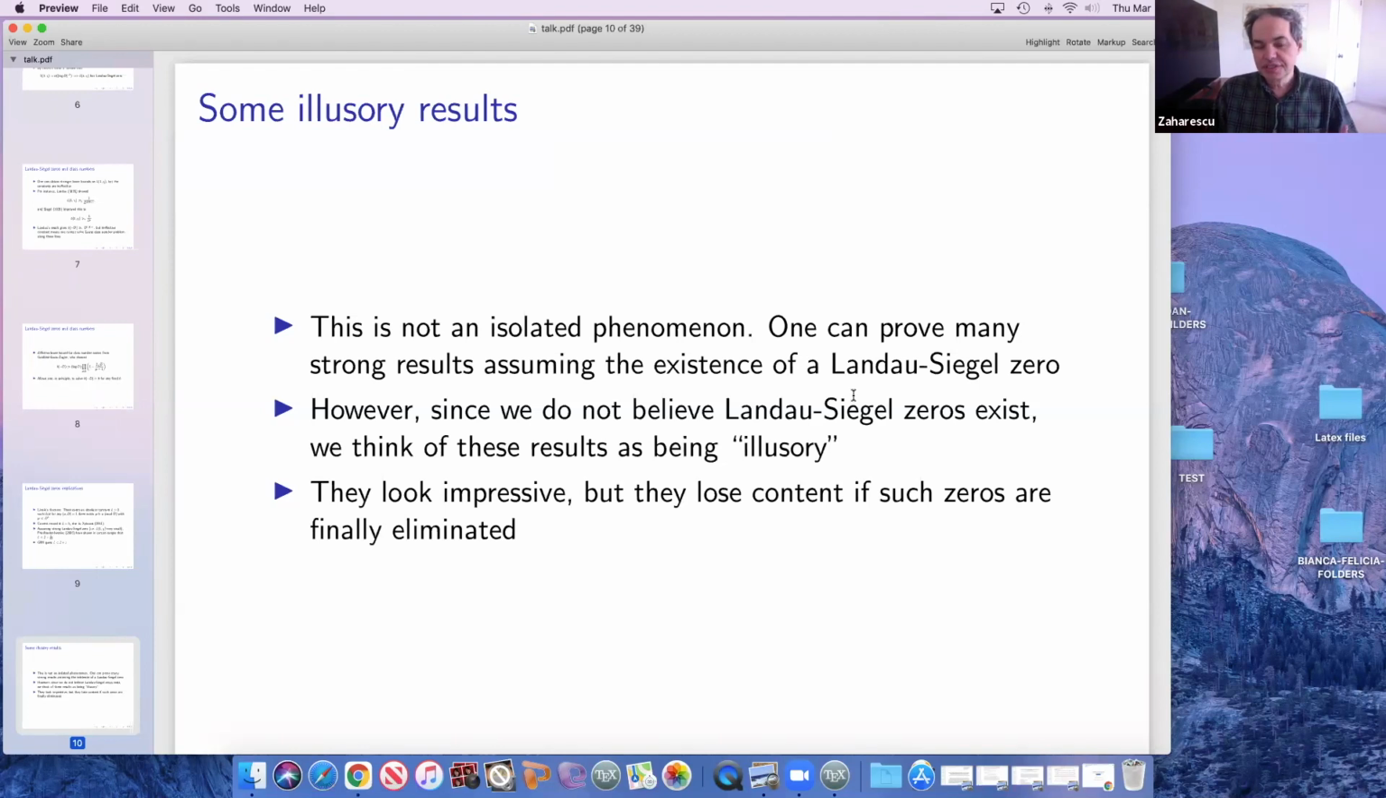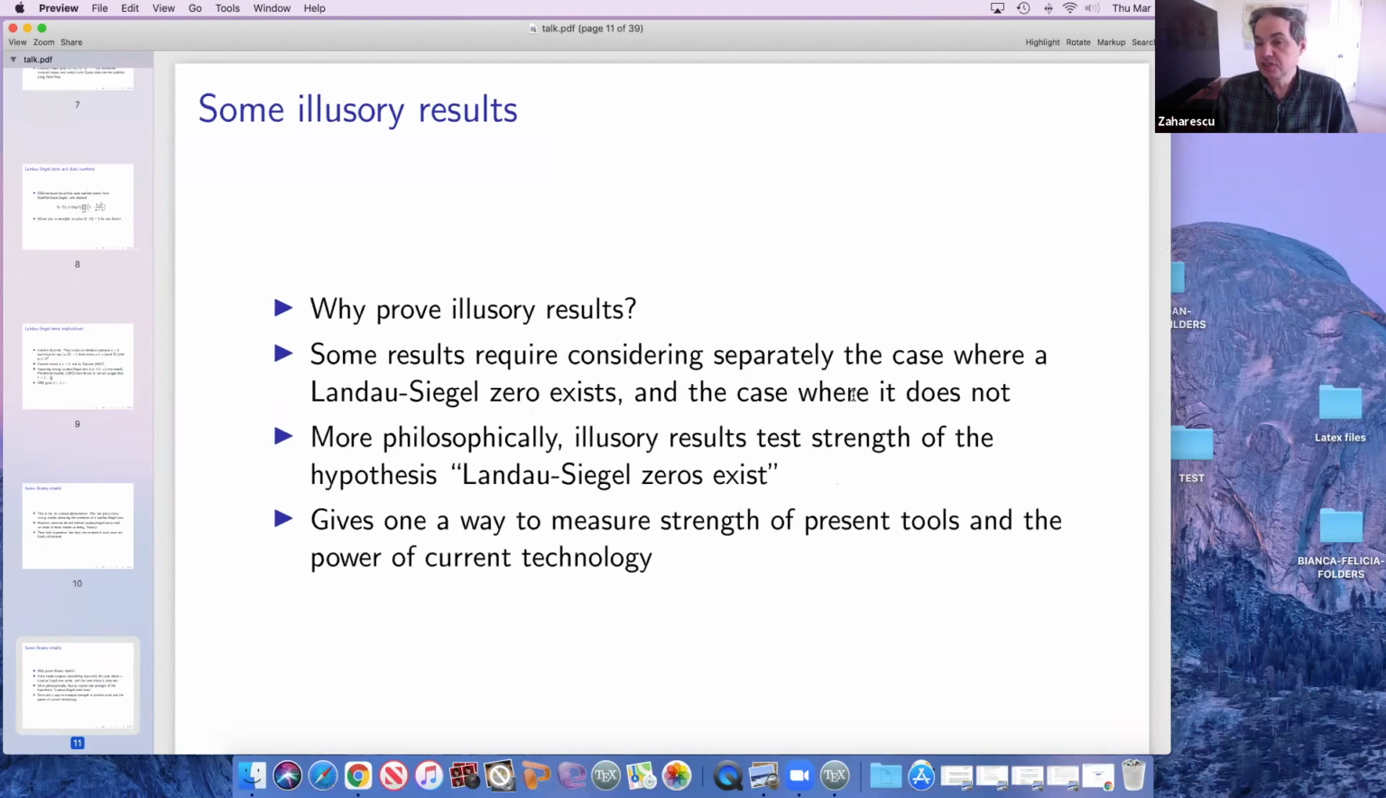So some of these results look impressive, but they would lose content if someone proves that there are no lambda equals 0s, if they are eliminated. But why prove such results like Friedlander-Iwaniec? I don't know if any of them is present today. We can ask them directly, but if not, let me give an answer.